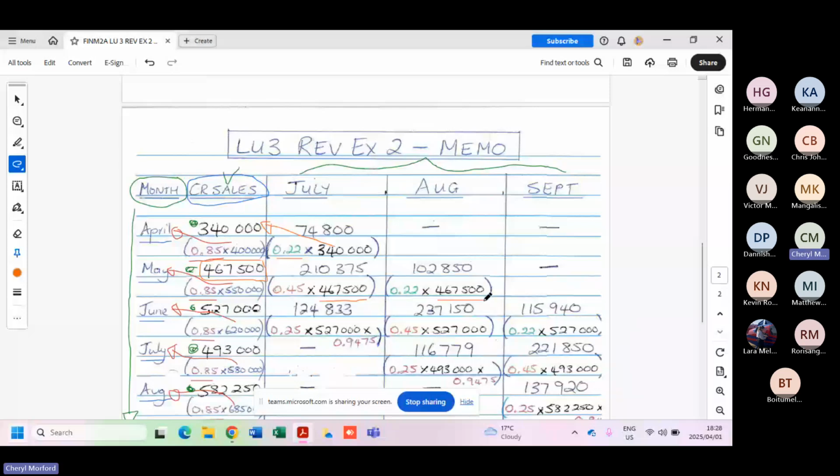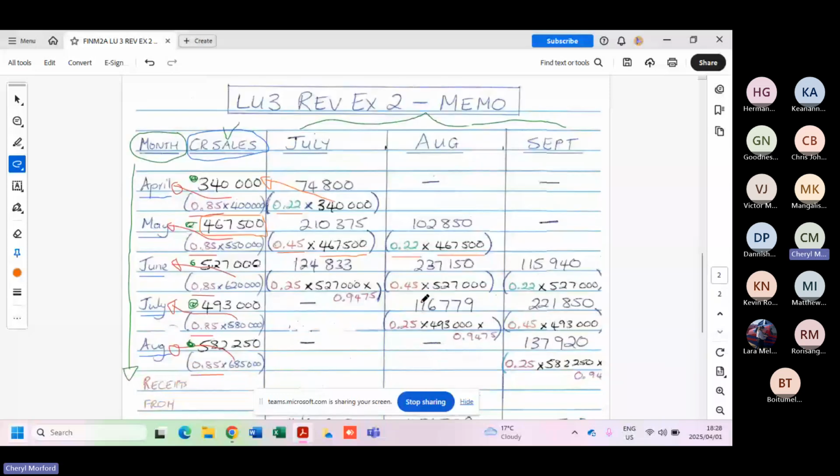And now let's get the timing sorted. Sale is May. When's the first receipt? June. We don't want June, but we do want July and August. So that's why the correct percentage will be 45% for July, because it's 60 days, 22% for August, 90 days. That's the last one, so no more receipt.